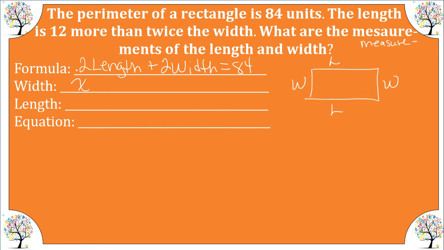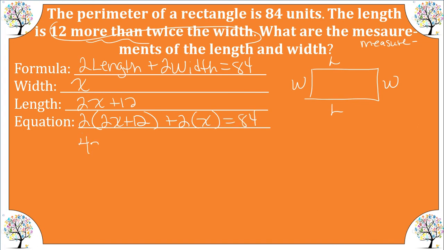Now let's write length. The length is 12 more than twice, so we're going to flip-flop because of the phrase more than. So we have 2 times x plus 12, and now we're going to substitute these expressions into our formula. Again, we're going to use parentheses. So we have 2 lengths, so 2 times (2x plus 12) plus 2 times x equals 84. We're going to distribute the 2. We have 4x plus 24 plus 2x equals 84. We're going to combine like terms, and we get 6x plus 24 is equal to 84.